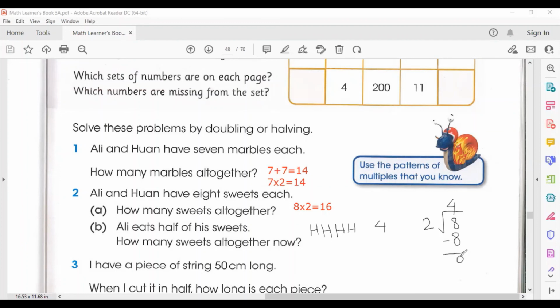So 4. So Ali eat half of his sweet, not Juan. Juan no. So Juan, he has same. So how many sweet altogether now? 8 plus 4. 8 plus 4 equal 8, 9, 10, 11, 12. So 12 sweets. We can write here 12 sweets. How many sweets altogether now? 12 sweets. I have question number 3.